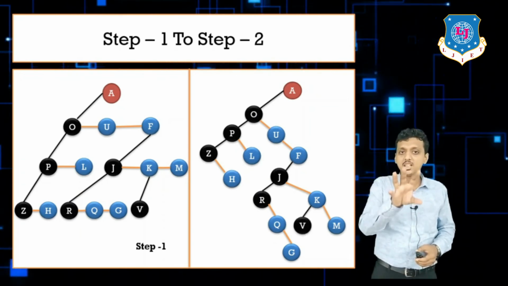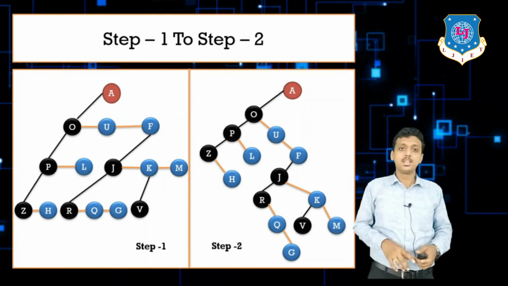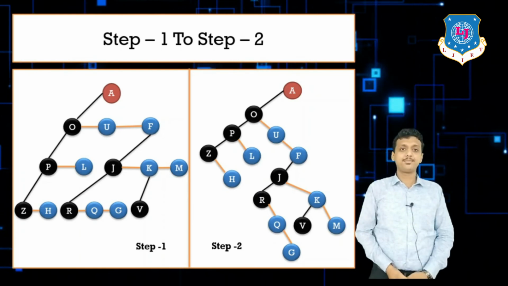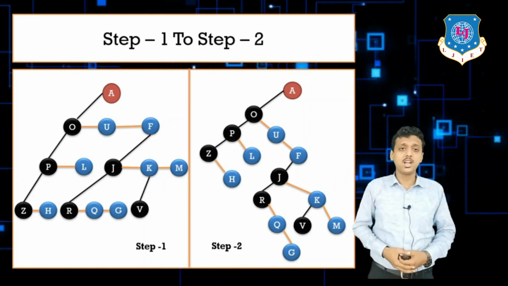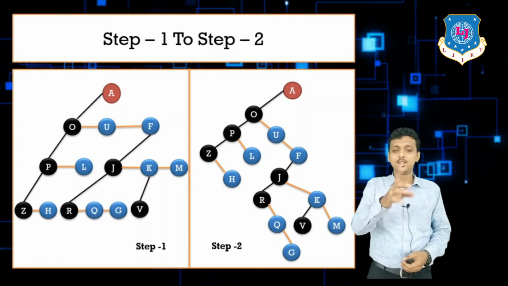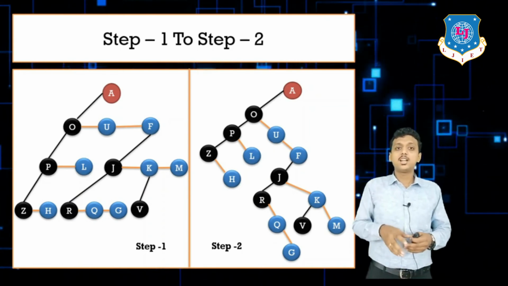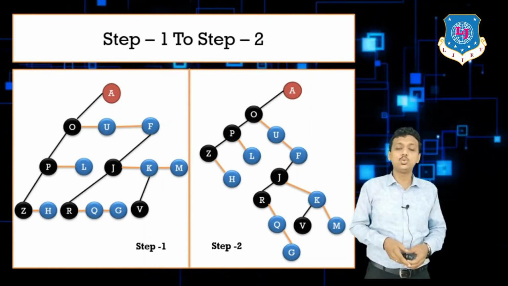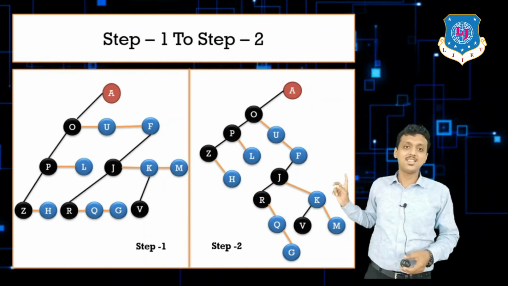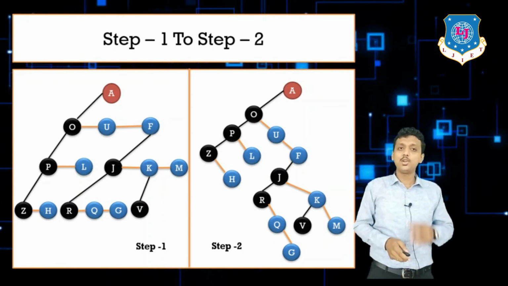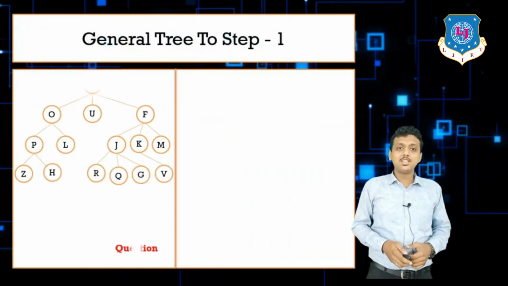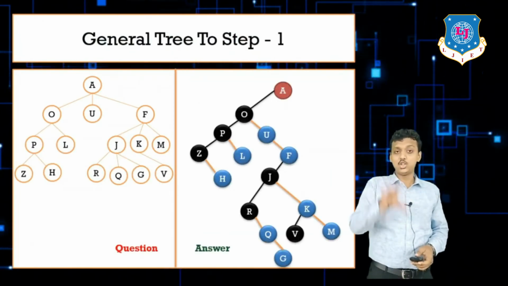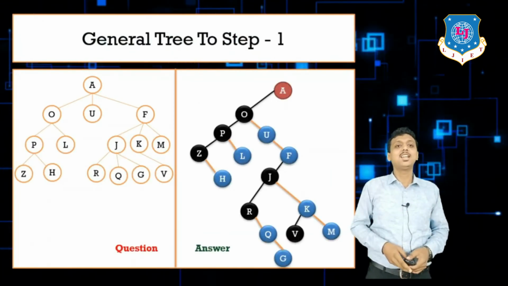Now, check the step number 2 figure. Students, tell me, is there any node which contains more than 2 children? Just check it out. Is there any node that contains more than 2 children? No. Okay, wait for a minute. Is there any node that contains 0, 1 or 2 children? Yes, all of them. So that means there are no nodes with more than 2. It means this tree is known as a binary tree. So what you did? See, this is your question, which is the general tree, and this is your answer. So you just converted your whole general tree into a binary tree.